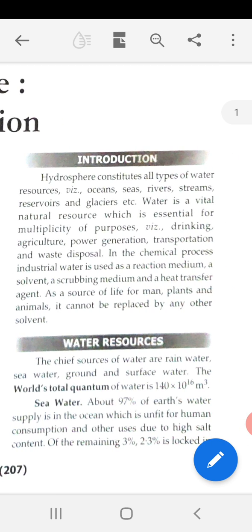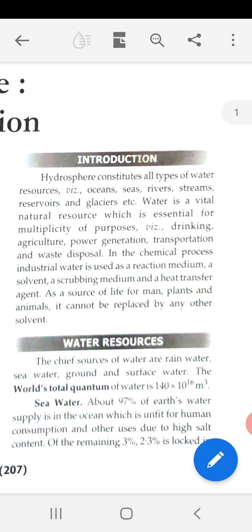Today I am going to start the new unit of your syllabus of MSc final semester 3rd, that is Environmental Chemistry Unit 4, and it is water pollution. Today I am going to start with lecture number 1. First of all, we will learn the introduction.